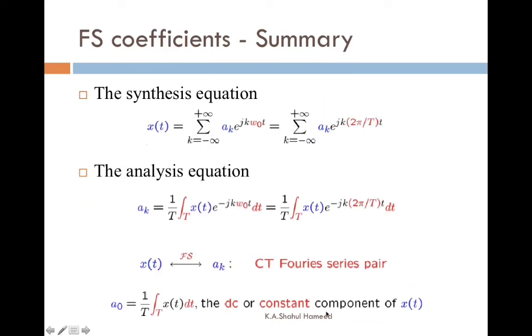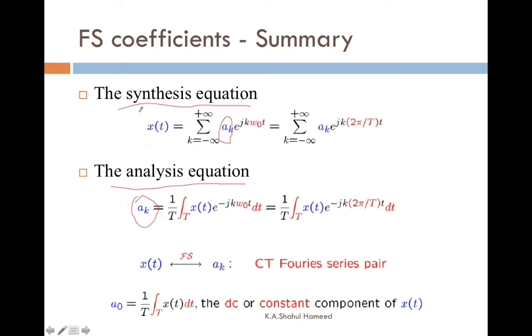Based on these, we are going to define two important equations. One is the synthesis equation and the other is the analysis equation. The synthesis equation is used to determine the signal x(t) using the Fourier series coefficient a_k, and the analysis equation is used to determine the Fourier series coefficient using the signal. When we are given a signal and asked to find the Fourier series coefficient, you have to use the analysis equation. At the same time, if you are asked to determine the signal using the Fourier series coefficient, you have to use the synthesis equation.